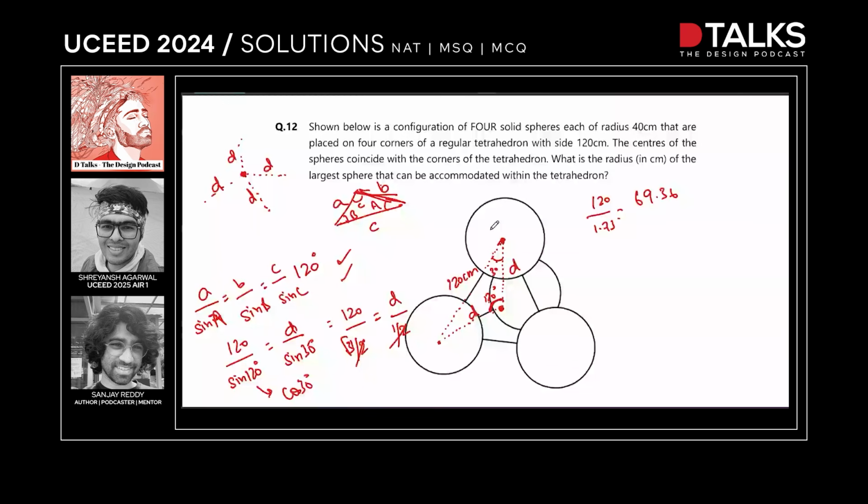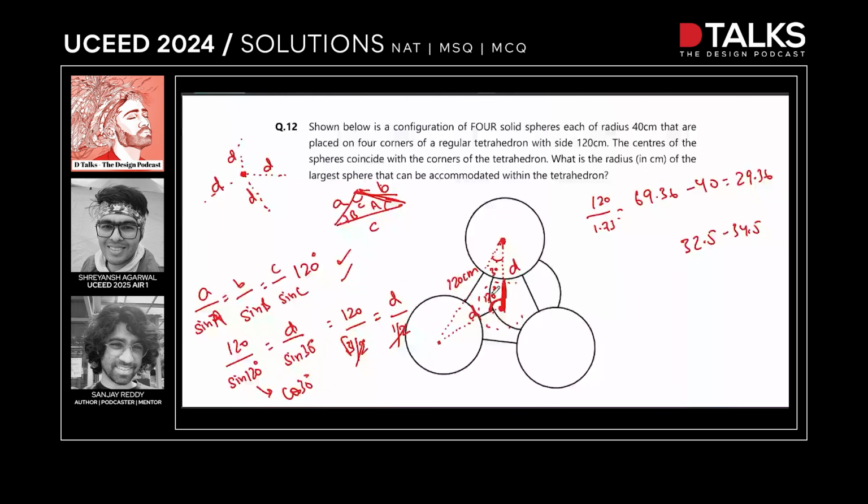And does this give us the right answer? It gives us close to the right answer, but it's not the right answer. Anyways, this is 69.36, and then you subtract the radius of the sphere from it. That is what you want because the largest possible sphere that can be accommodated would touch every other sphere. 69.36 minus 40 would give you 29.36, which is not the correct answer because the range is 32.5 to 34.5.